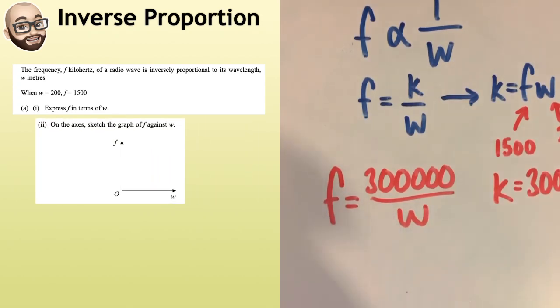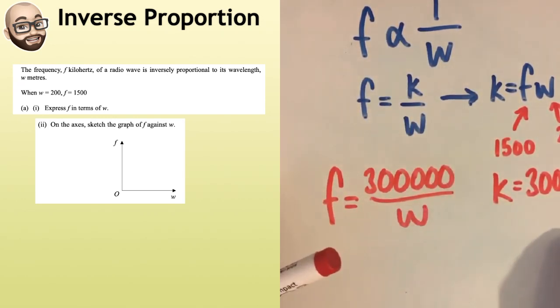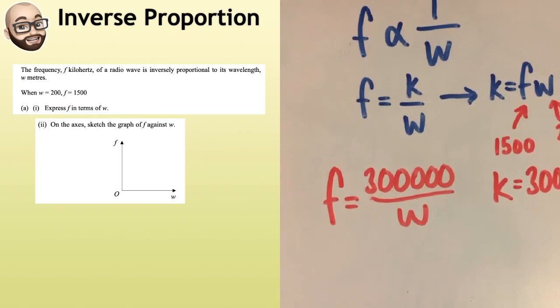Part B then says sketch a graph of f against w. Well, I'm not going to do that one on my whiteboard because we've just talked about it. It's going to be one of those curves which would start like here and then come down and curve round like I've just shown you a few seconds ago. So maybe let's rewind it and check what that one would look like.